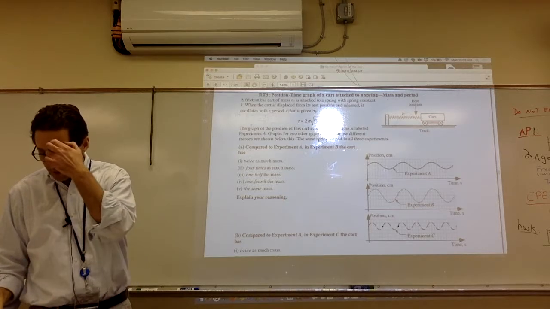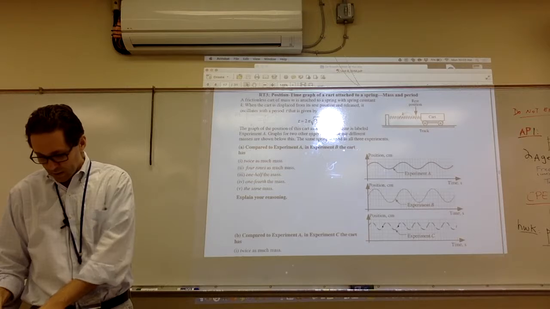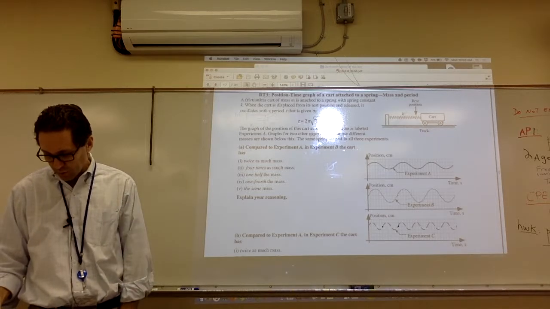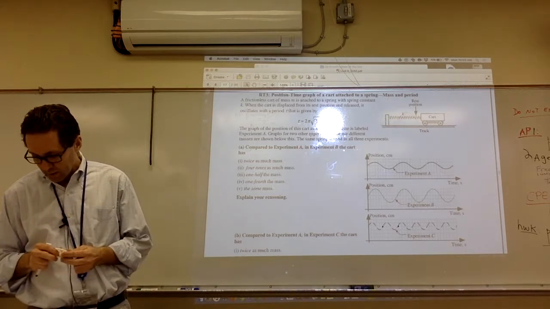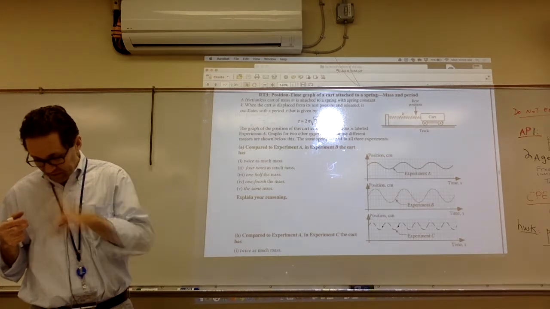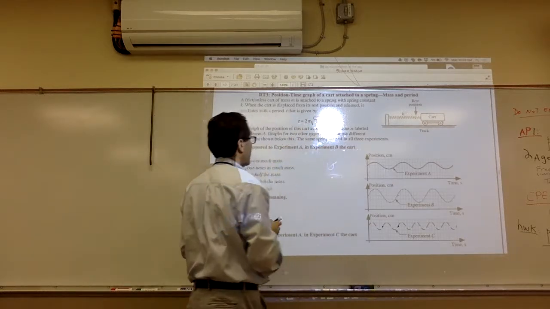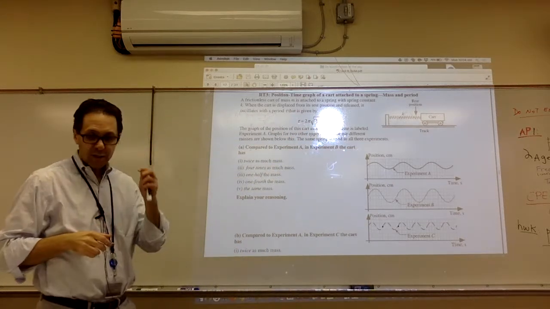Okay, there's an experiment D. The mass used in experiment A was doubled, and the spring was replaced with a spring with spring constant 2k. The period in experiment D should be the same, because if you double the mass and you double the k, you pretty much did not do anything.